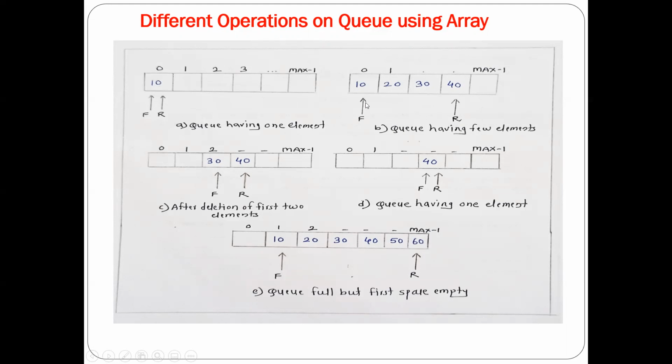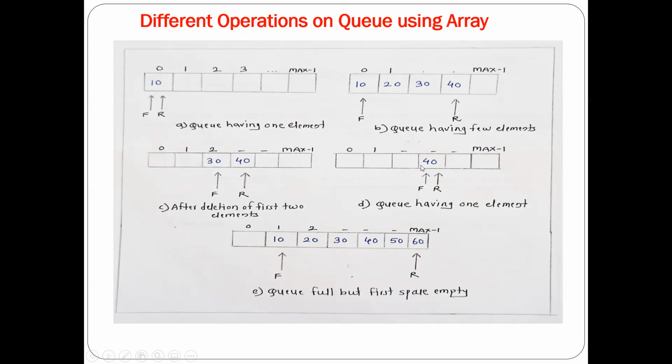In the second case, I have inserted a few elements. As I have not done any deletion, front is at the 0th position and the rear is at the 3rd position, which is the actual 4th position. Then after deletion of the first two elements, 10 and 20, from this array, our front end is now pointing to the second index, which is the element 30, and the rear is still at 40.